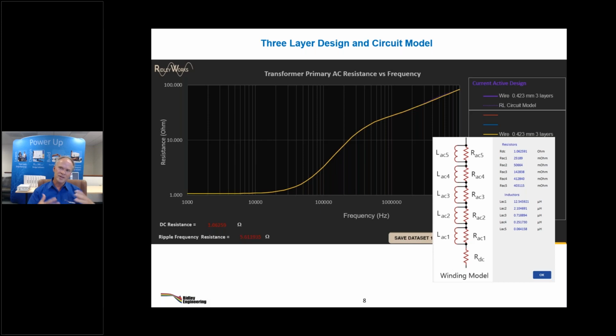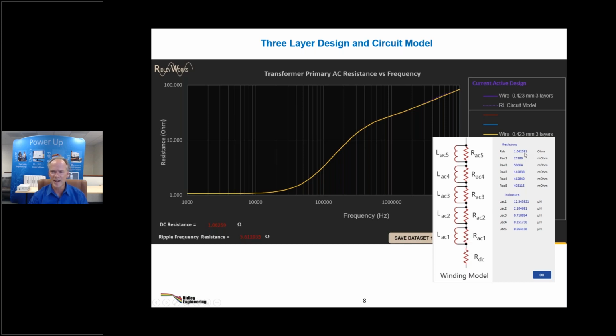So think about this now, just intuitively, don't go do math on it. At DC, all the inductors are short circuits, so at DC, I've got the DC resistance. Go up in frequency a little bit, and then that AC inductor there starts opening up relative to the resistor, and at that higher frequency, you now have to flow through that resistor as well.